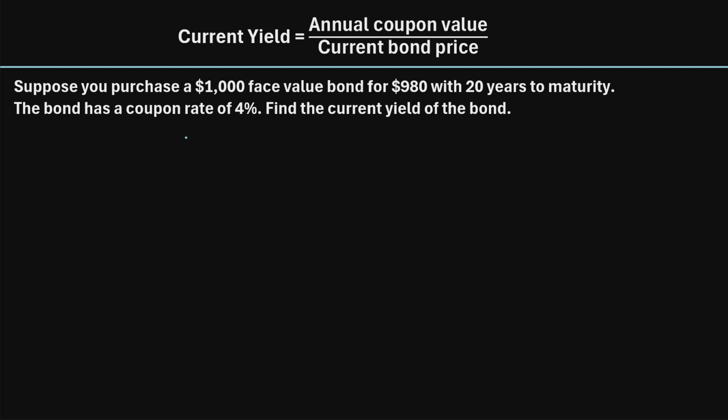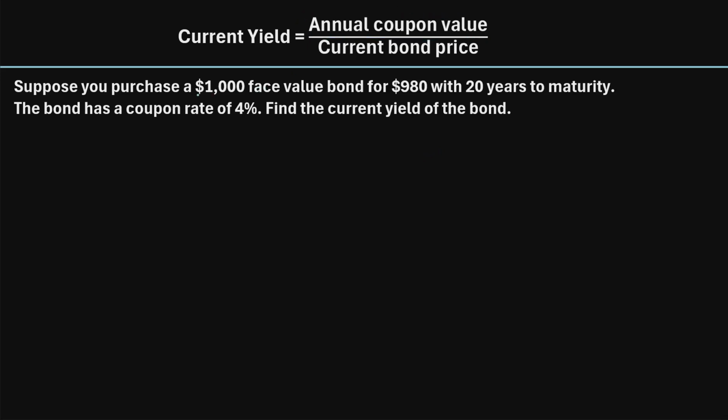This says, suppose you purchase a $1,000 face value bond for $980 with 20 years to maturity. The bond has a coupon rate of 4%. Find the current yield of the bond. So to find the current yield, we first need to figure out how much are we receiving in interest. In other words, what is the annual coupon value of this bond?